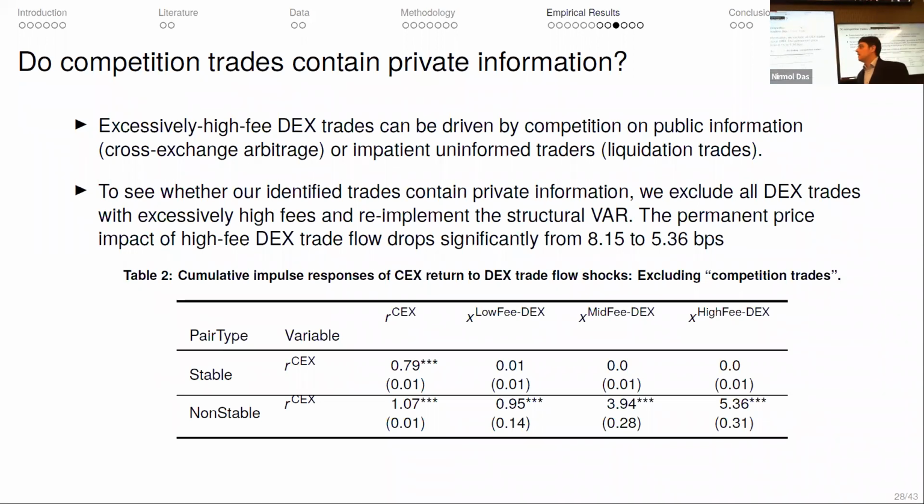So what we did is we eliminated all the trades with excessively high fees from the analysis, where excessively high fee has been measured using the outlier detection approach that I showed in the previous slide. And we have rerun the structural VAR. And now we see that the aggregate price impact for high fee DEX trade flow has dropped from 8 to 5.36, which basically lends support to the hypothesis that these excessively high fees are not really trades done for public information arbitrage opportunities, because otherwise you would not observe any drop in the aggregate price impact, right? You only observe a drop in the aggregate price impact if there is private information in these trades. If it's only public information, then the price would revert back, and therefore the coefficient should not change.